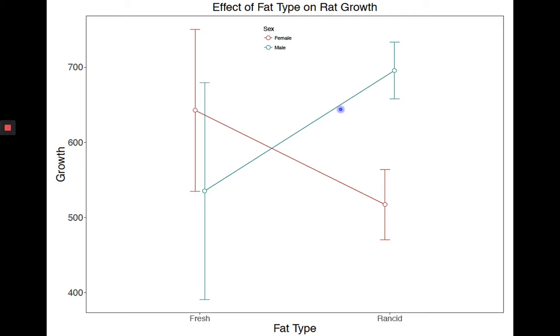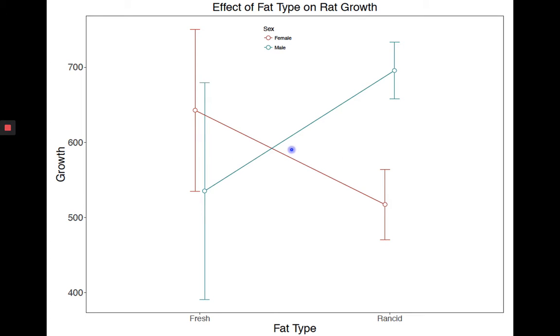So when we graph this, it looks like this. For females, they grow best with fresh fat, but they grow less with rancid fat. Males grow less with fresh fat and more with rancid fat, so that the average from fresh to rancid essentially cancels one another out. The average of this value here with this value here is somewhere in the middle. The average of this value here and this value here is somewhere in the middle. So there's no effect of fat.